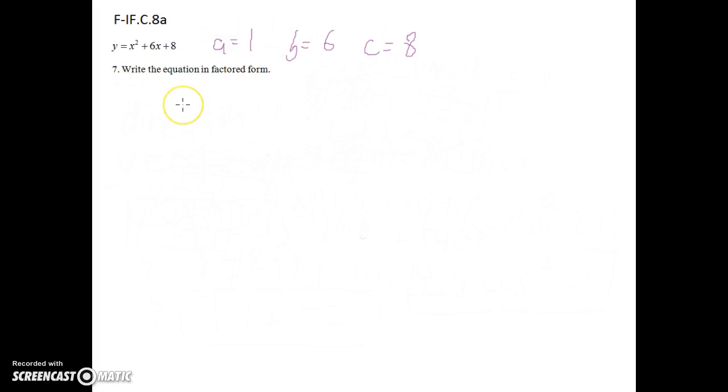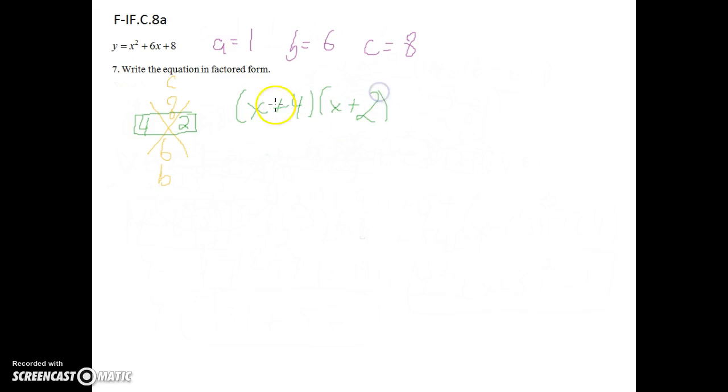When it wants you to write the equation in factored form, factor it. So we have our same A, B, C. This is where we make our giant X. 8 goes on top because that's our C value. 6 goes on the bottom because that's our B value. So two numbers that multiply to 8 and add up to 6 would give us 4 and 2. They're both positive. So we're going to take these two factors. We're actually going to write them out. So x plus 4, x plus 2.